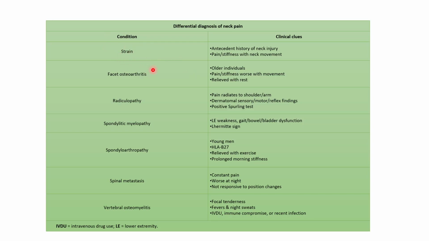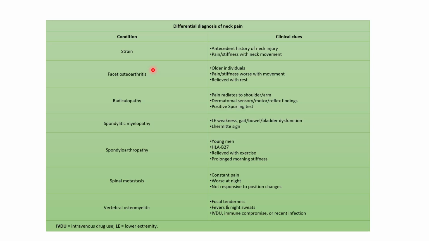If you find a patient with a strain, you have to take a history from the patient: whether there is an antecedent history of neck injury, and pain or stiffness with neck movement. Neck movements mean neck flexion, extension, lateral rotation, and lateral flexion. These are the movements done in the neck. If there is pain over those movements, then you should think about strain.